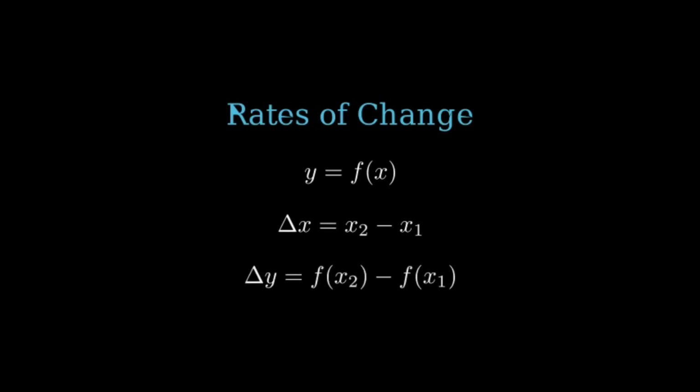Rates of change. For any function f of x, change in x is calculated by x2 minus x1, and that of change in y is just the difference between functional values evaluated at the 2 points. Let's look at this half parabola.